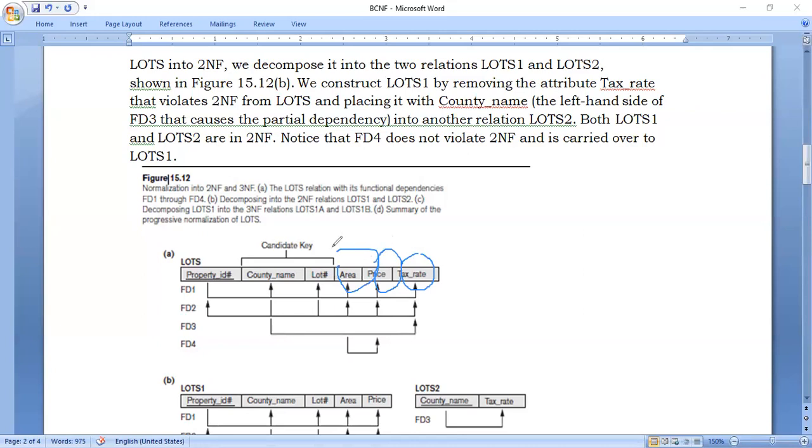So for each one we have to see whether they are fully functionally dependent on the primary key or on this particular candidate key. Let us see whether area is fixed. Area can be determined once we are given the property ID or once we are given the combination of country name and lot ID. Once we are given a combination of country name and lot ID, I can very well make out the area. So this is fully functionally dependent. And then there is price. Price also is fully functionally dependent on the particular value.